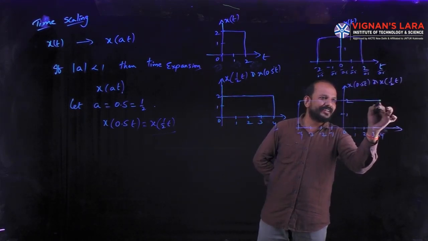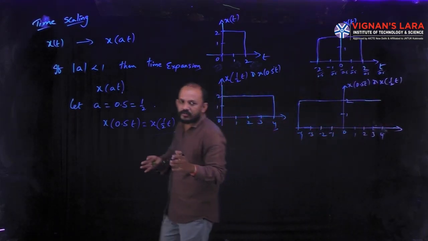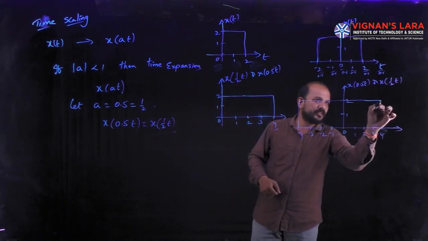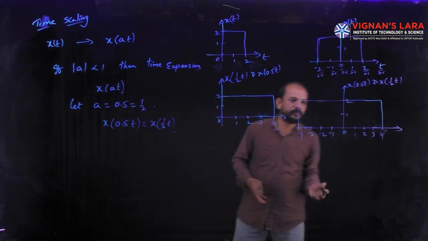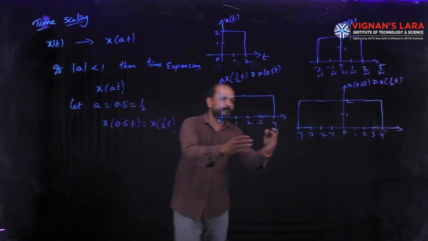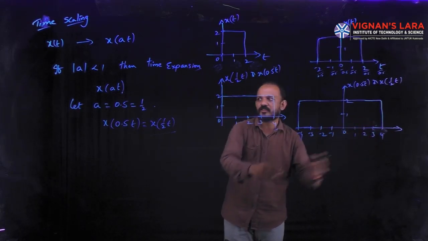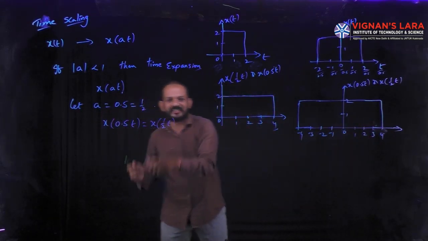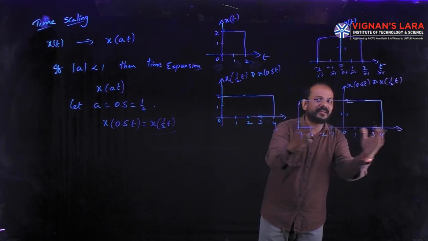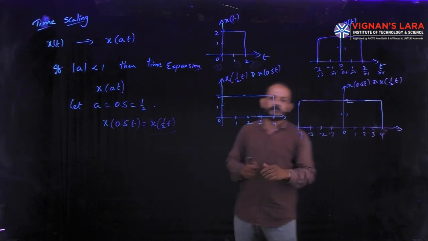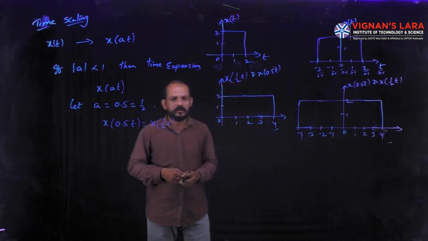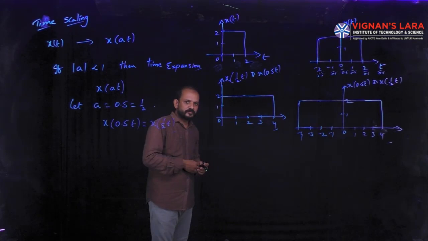Because this is time scaling, the variation is with respect to time. There is no change in amplitude. Hence the waveform is like this. Clear? See, the signal is expanded. This is a time expansion. The time expansion is based on the scaling factor. With respect to the scaling factor, the signal time is expanded. So this is time expansion of the signal. Clear? So these are the two examples.